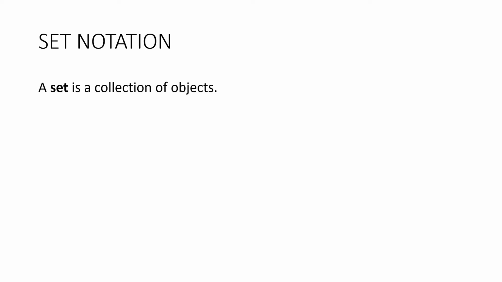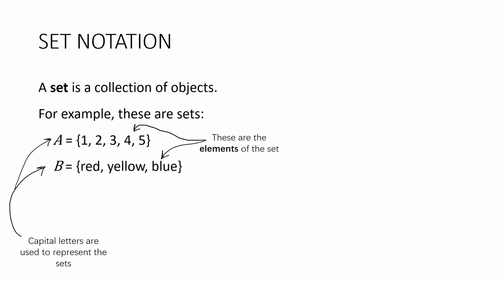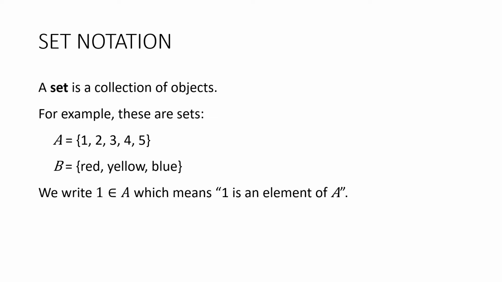So a set is just a collection of objects. For example, these are sets. Set A contains the numbers 1, 2, 3, 4, 5. And set B contains the colours red, yellow and blue. These are called the elements of the set, and we use capital letters to represent the sets. Now we can say that 1 is an element of A. And we can also say that 1 is not an element of B.